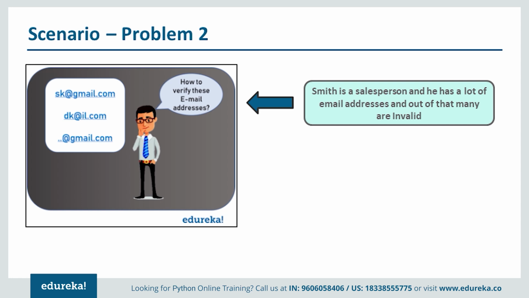Second problem: I have a couple of email IDs. How will I do the formatting in such a way that I can do a check-up and see whether all those email IDs are valid or not, and what are the different ways I can solve that problem?